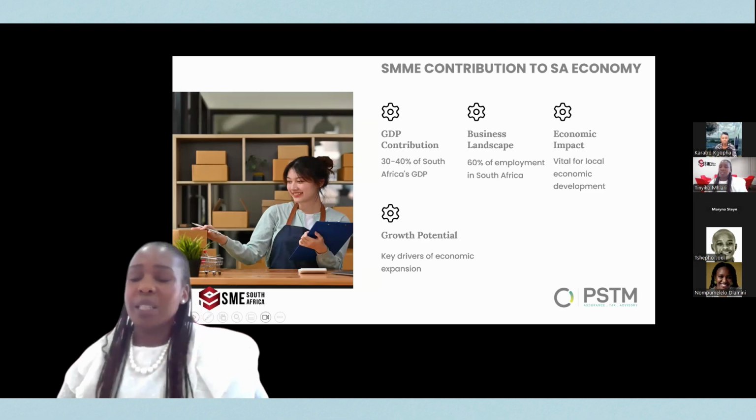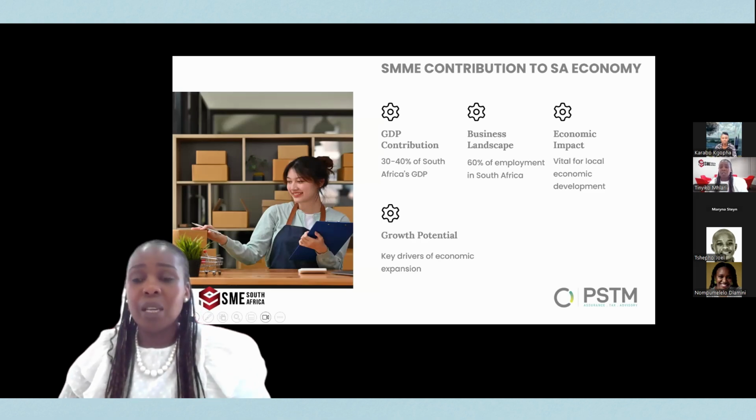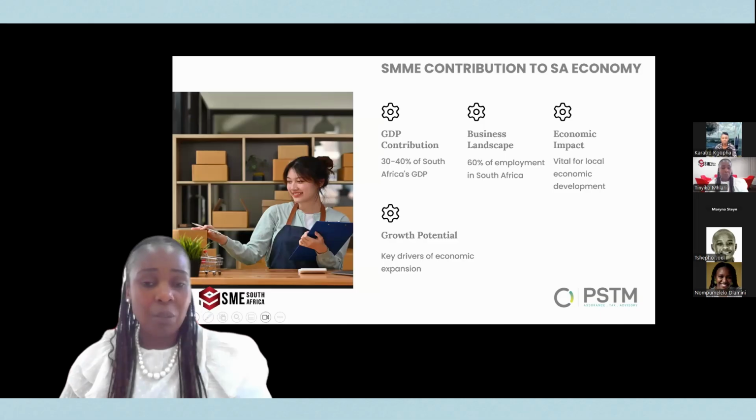SMMEs contribute a whole lot to the South African economy. Just 30 to 40% of South Africa's GDP is coming from SMMEs. It's coming from people that are on this call. We are contributing to the GDP of South Africa. So imagine if we strengthen our governance, our internal controls, manage our risks, how much more we can continue to sustain and contribute to the economy of South Africa.